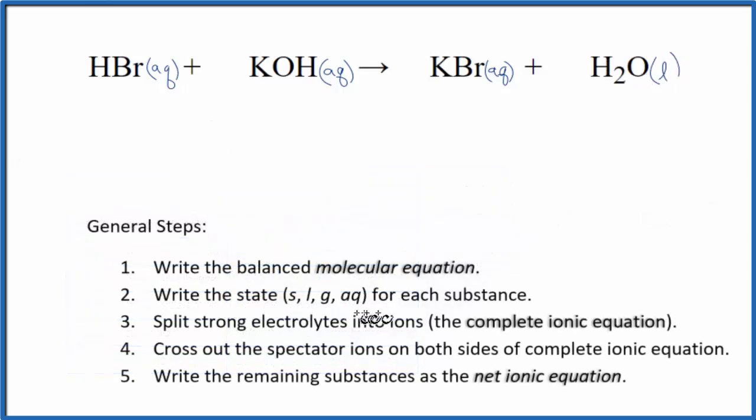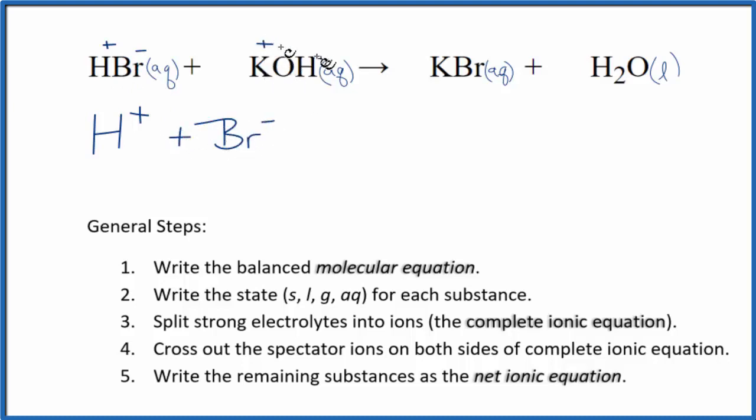Now that we have the states for each substance, we can split the strong electrolytes into their ions. That's going to be the complete ionic equation. Sometimes this is called the total ionic equation as well. So hydrogen is in group 1 on the periodic table. That has a 1 plus. Bromine, that's a negative charge. So we'll write H plus, and I'll write aqueous at the end, I won't write that right now, plus the Br minus.